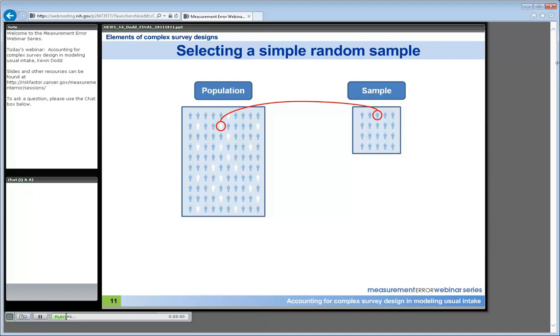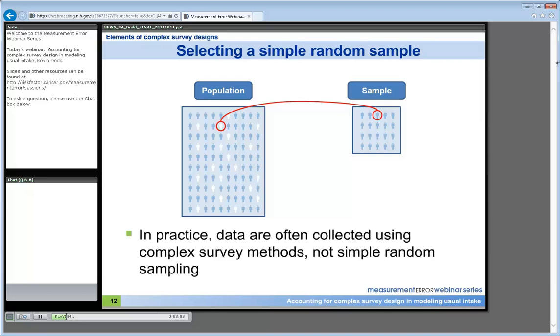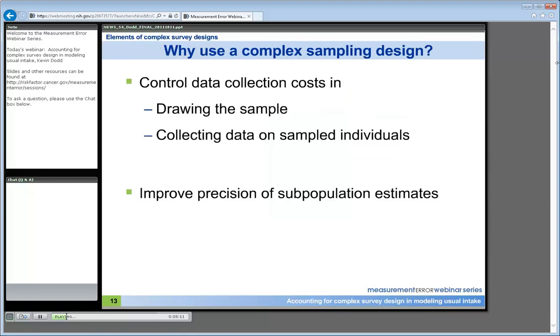Now, like I said, this might be practical in some cases where your population is easily accessible, but in practice, especially at a national level, data don't come to you this way. Instead, they're collected under a complex survey design. Well, why would you use a complex survey design to pull your data? Well, a lot of times it comes down to cost. Either the cost involved with drawing up the desired sampling frame and figuring out how to contact your participants, or the cost of traveling around the country actually collecting the data for the people that have agreed to be in your sample.